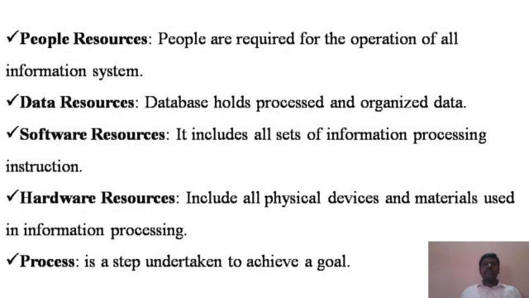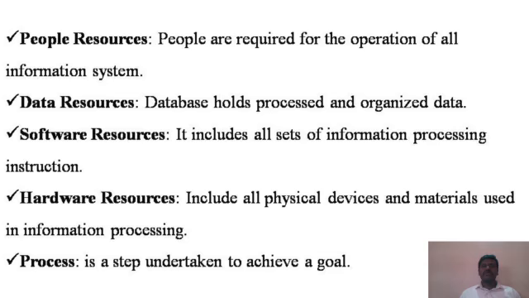Next, what are the resources we have come across in MIS? First is people resources, which are required for all operations of an information system. Data resources, the database, which holds, processes and organizes data. Software resources, which include all sets of information processing instructions. Hardware resources, which include the physical devices and materials used in information processing. And process is a step taken to achieve particular goals.